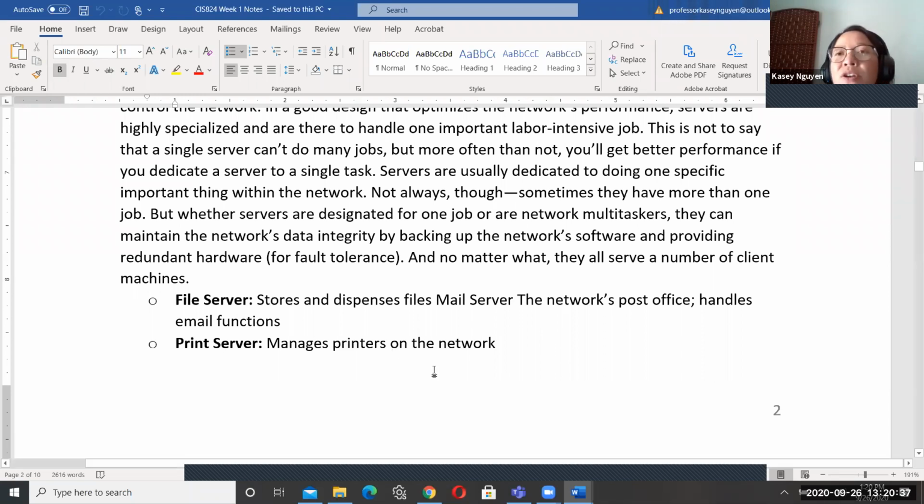Then we have print server. Why do they care about this? Well, there are companies that print lots of things. So that way we can manage print. I can control it where some people cannot print using a print server, or I can limit the number of prints from a certain system.